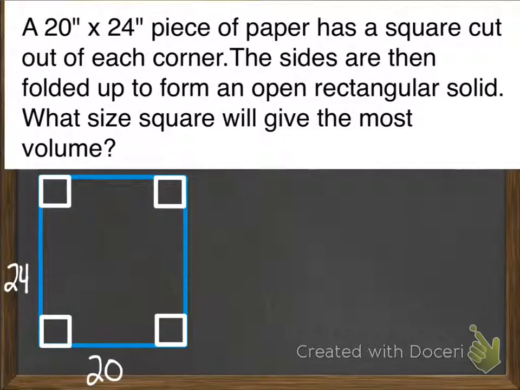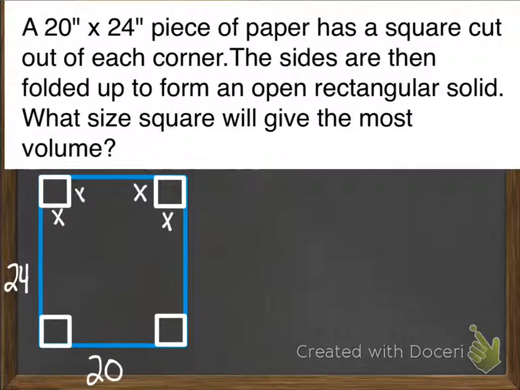As you can see here, if we cut out a square out of each corner, you can fold the sides up, fold the flaps up to form a rectangular box, a rectangular solid. Actually, it's not really a solid. What size square we want to determine will give this the most volume.